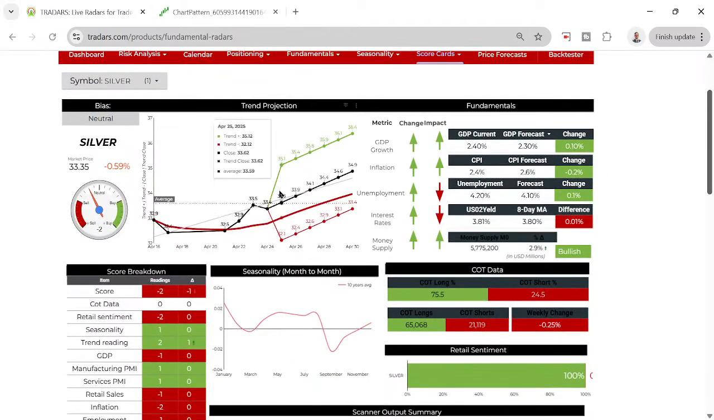Technically, it's up. And even here, it's usually pretty good. So seasonality gets a 1. The technical trend went from a 1 to a 2, but there's just not a lot fundamentally going for it. So it's really headline driven.